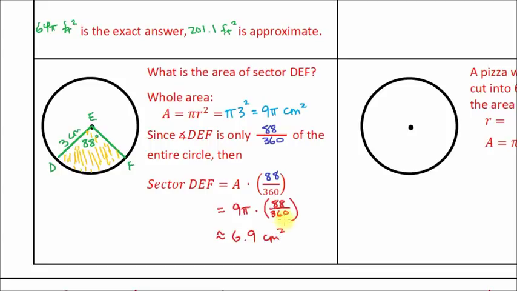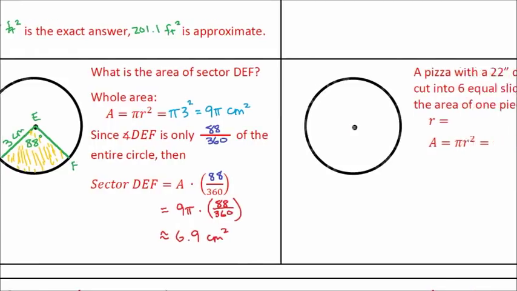So you can see, class, finding a sector area is just as easy as finding the length of an arc. You take the whole area of the circle and just figure out how much of the circle you actually want out of the total area. In this case, you want 88 out of 360. Let's take a look at another one.